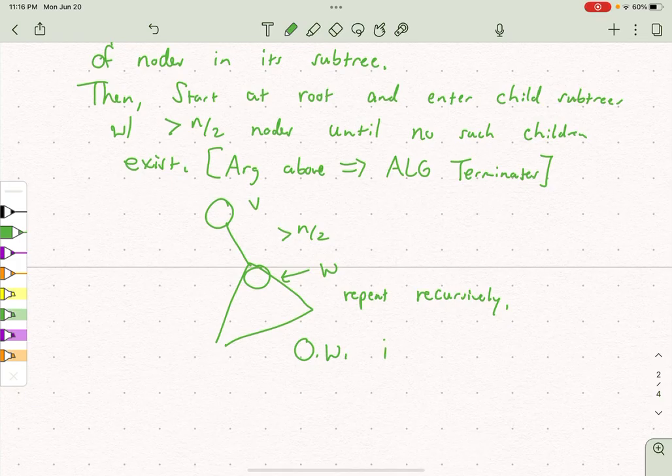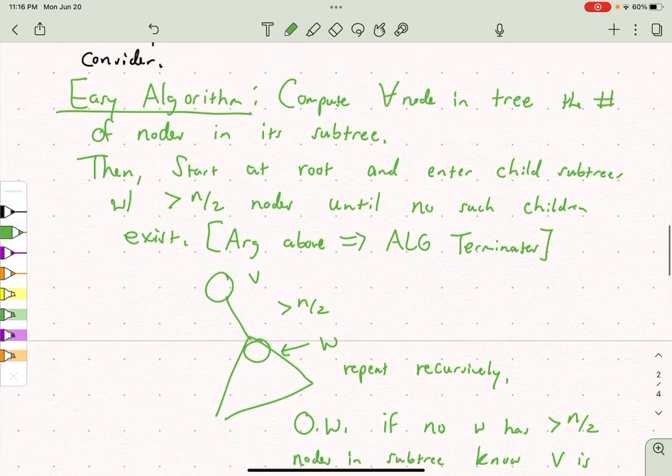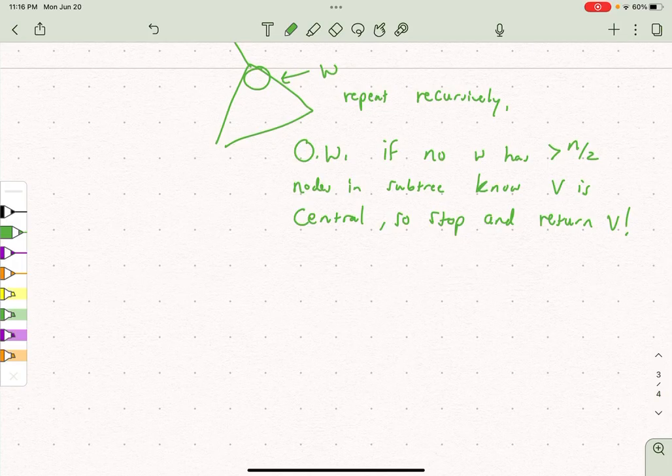Otherwise, if no w has greater than n over 2 nodes in its subtree, then we know v is central, so stop and return v. Okay, so that's what we do if we already have computed the number of nodes in each subtree. And the question is, how do we compute that? And we can also compute that recursively. So how do we compute the counts?